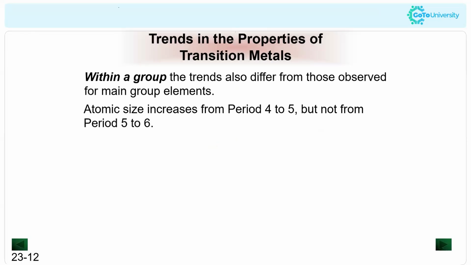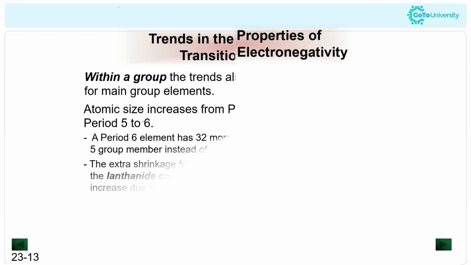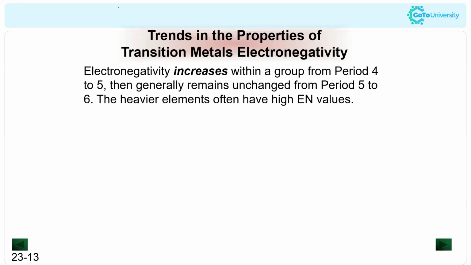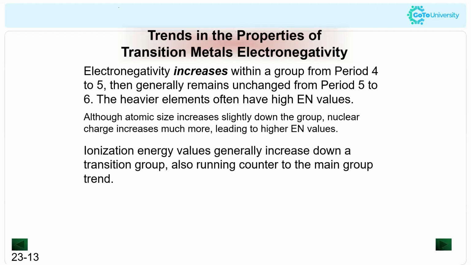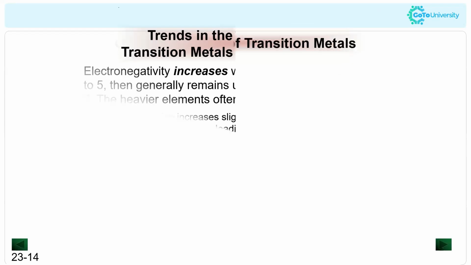Now, within the group we can also see the trend: the atomic size increases from period 4 to 5 but not from period 5 to 6. That is also important. Now coming to electronegativity, this also increases within a group from period 4 to 5 and generally remains unchanged from period 5 to 6. So these points are also important.